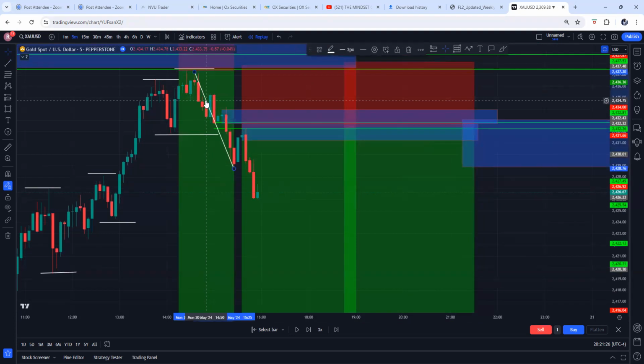But I want you guys to write this down: the higher the time frame, the stronger the confirmation. The higher the time frame, the stronger the confirmation.